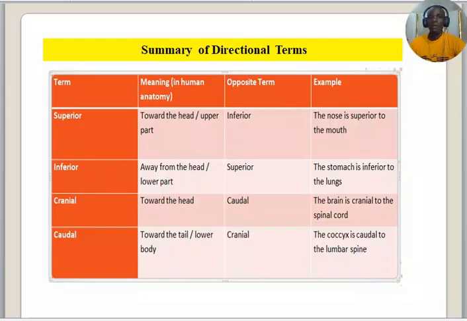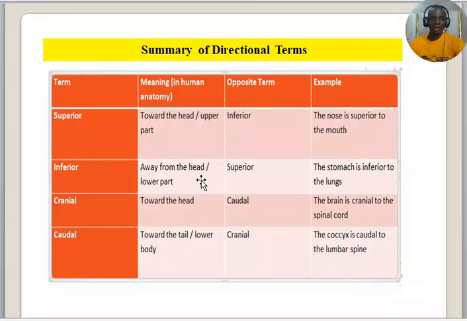Inferior means away from the head, on the lower part. So the opposite of inferior is superior. So the stomach is inferior to the lungs. Okay, meaning the stomach is found on the lower part of the lungs. You can find the stomach in the lower part of the lungs.